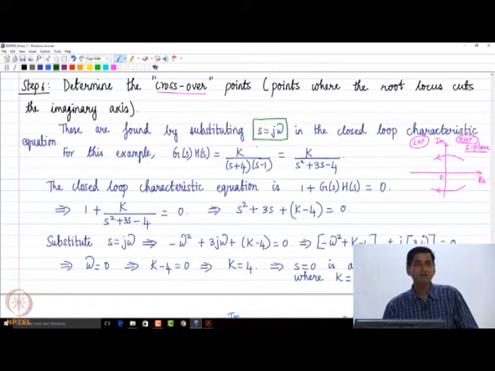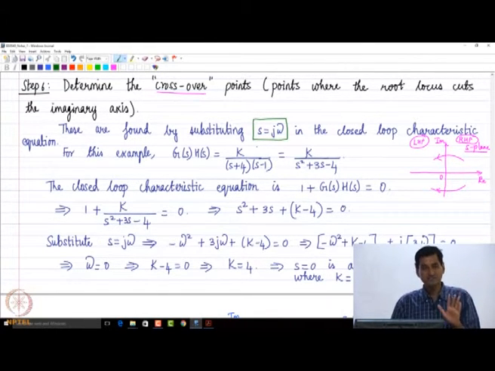Then what is going to happen? The real part is going to be 0, right. On the imaginary axis, that is what it is. If you consider a complex variable s of the form sigma plus j omega, and the complex variable is purely imaginary, that means sigma is 0, right. So, that is why we search for roots of the form s equals j omega for some value of k, right. That is what we are going to look for. So, that is why we substitute s equals j omega in the closed loop characteristic equation.